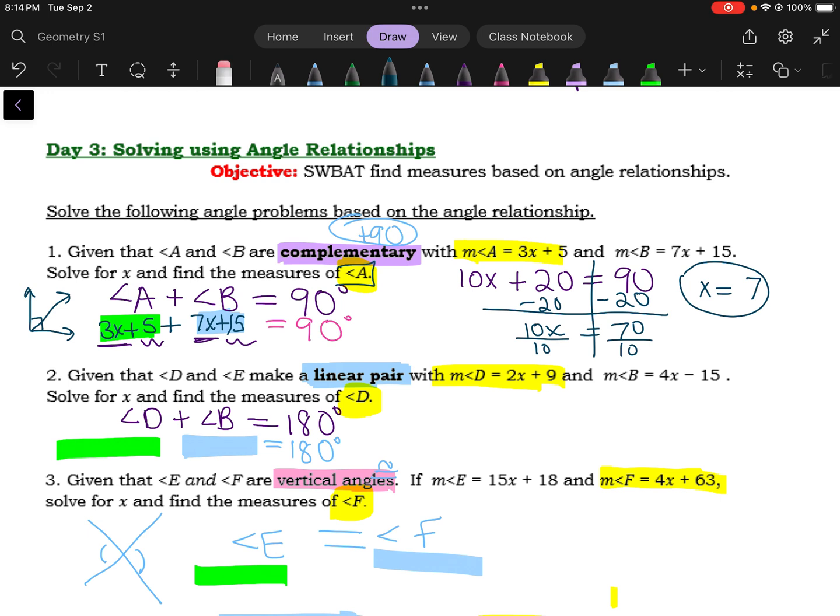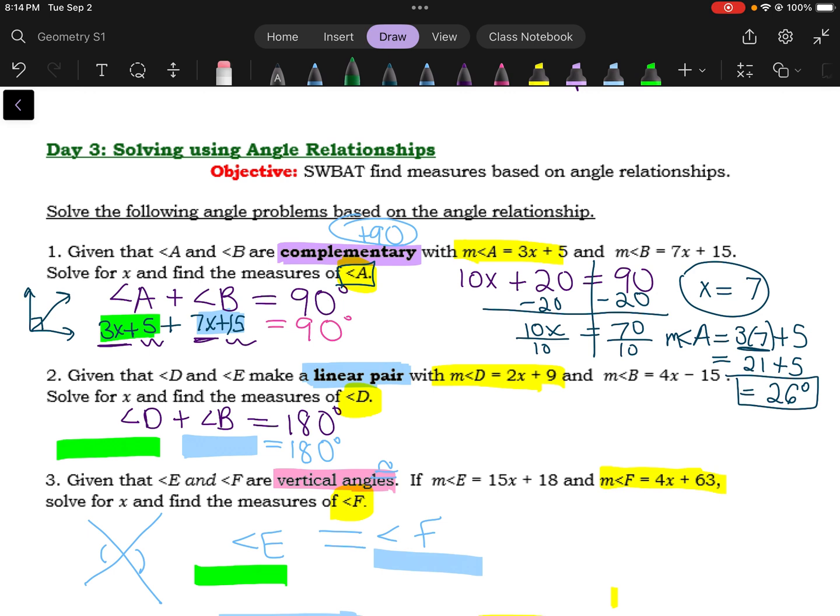And then it tells me to plug back in for A. So if I plug back into A, the measure of angle A is 3 times 7 plus 5. When numbers are next to each other, we multiply. So 21 plus 5, and that becomes 26 degrees. So angle A is 26 degrees.